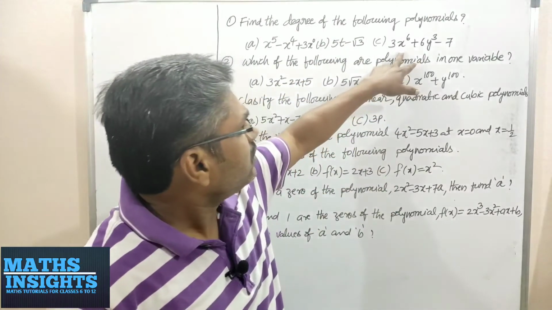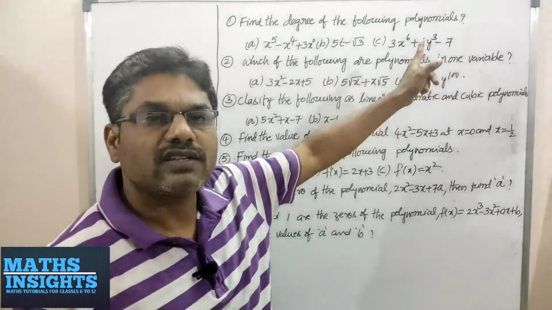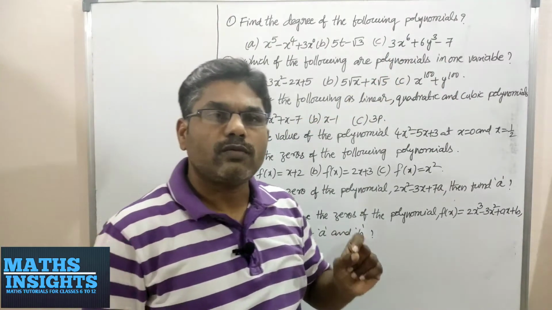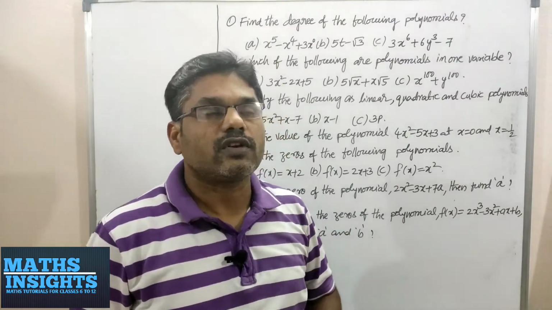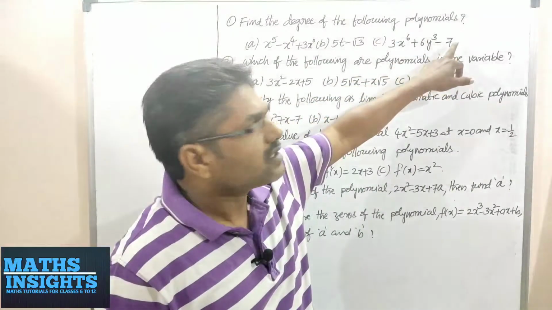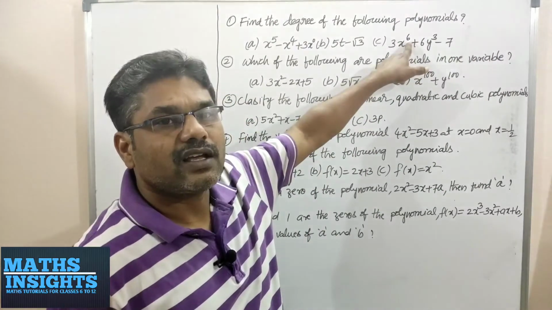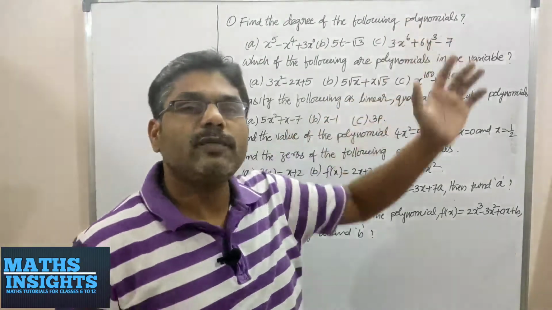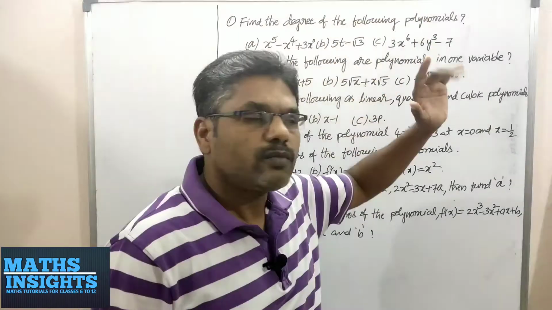And coming to this one, 3 into x power 6 plus 6 into y cube minus 7. You have two variables here. Even though you have two variables, you have to take the highest degree of an individual term. If you observe x power 6, y power 3 and the constant. So this is x power 6. 6 is the highest degree of an individual term in the polynomial, then that will become the degree of the polynomial. Those are the degrees of the polynomials.